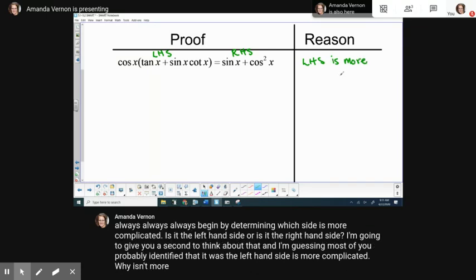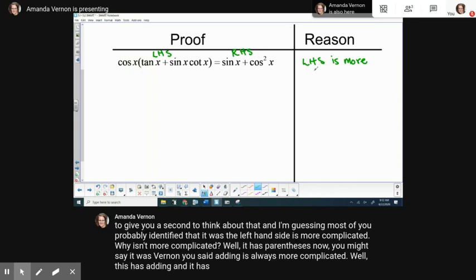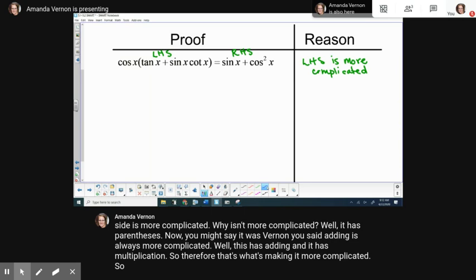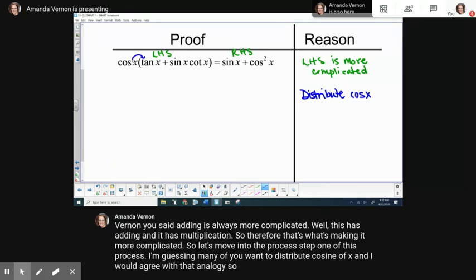Well, it has parentheses. Now you might say, well, Ms. Vernon, you said adding is always more complicated. Well, this has adding and it has multiplication. So therefore, that's what's making it more complicated. So let's move into the process. Step 1 of this process, I'm guessing many of you want to distribute cosine of x, and I would agree with that analogy. So in distributing, remember we distribute over addition.